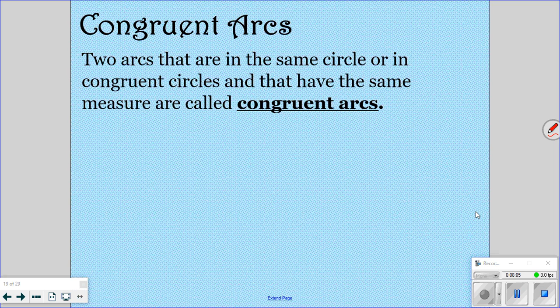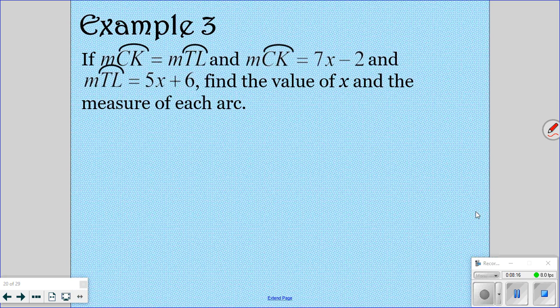So looking at congruent arcs, if you have 2 arcs that are in the same circle, or if they are in congruent circles and they have the same measure, they're called congruent arcs. So let's look at this example. They tell us that the measure of arc CK is equal to the measure of arc TL. We want to find the value of x and the measure of each arc.